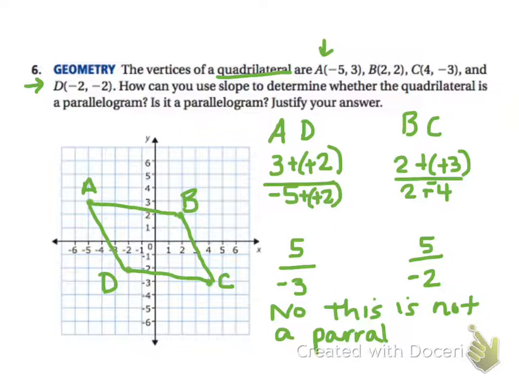Okay? One too many R's here. To be a parallelogram, they have to have two pairs of opposite parallel sides. So if I would have found that they were parallel, AD and BC, then I would go ahead and test AB and DC. But since these two are not parallel, it cannot be a parallelogram. You have to have two sets.